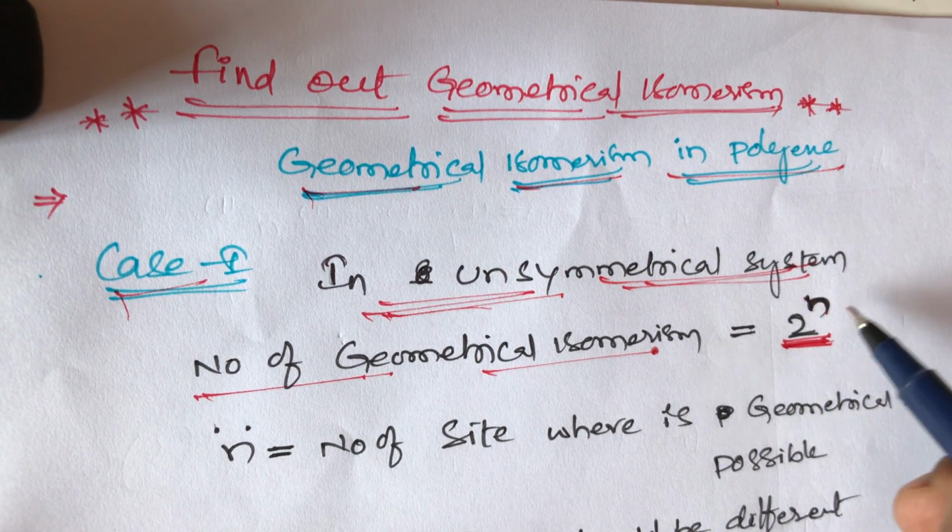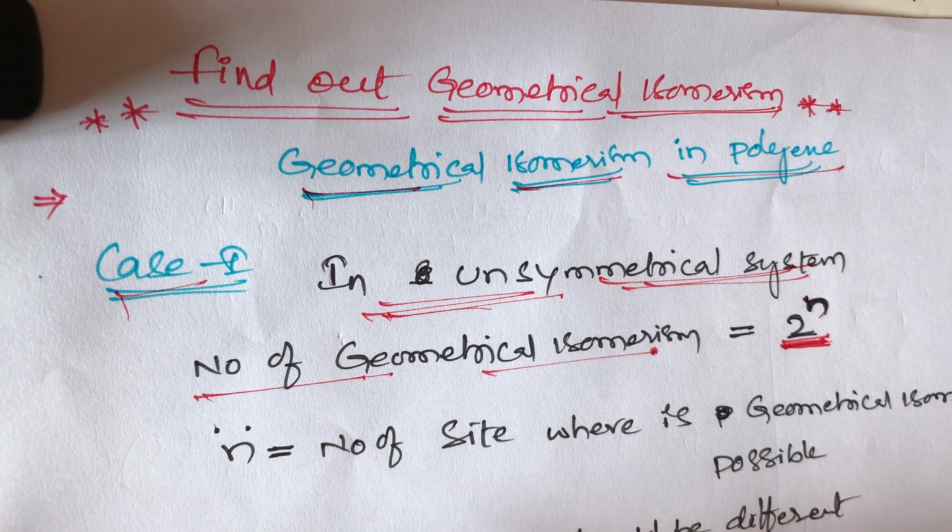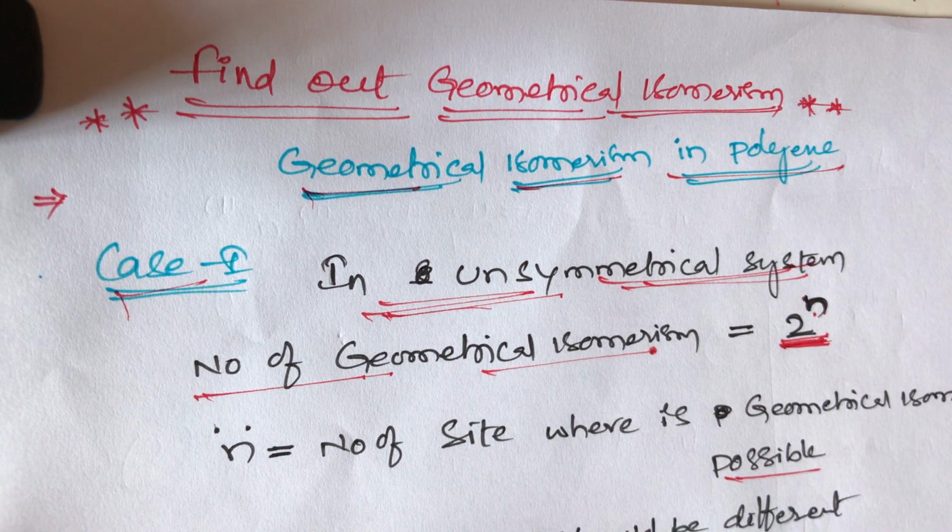So what is n here? N means the number of sites where geometrical isomers are possible. That is a simple trick, students.